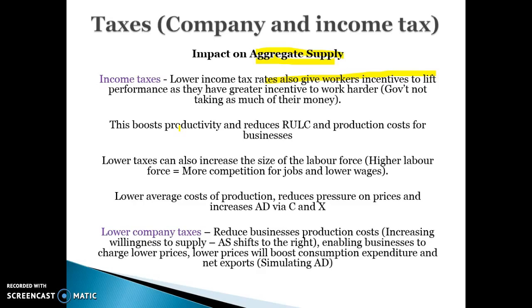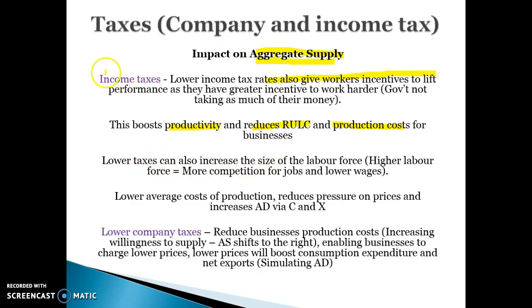So consumers will work harder and will also be more productive if they know they're going to get to keep the extra money that they make. So the first thing it will do, it will increase productivity, and that will help to reduce real unit labour costs, which we'll talk about, and lower production costs for businesses because people are working harder because they've got that incentive.